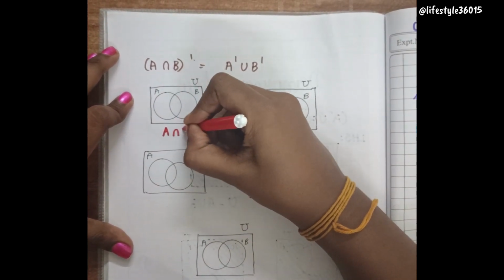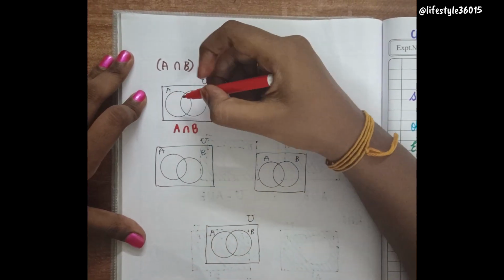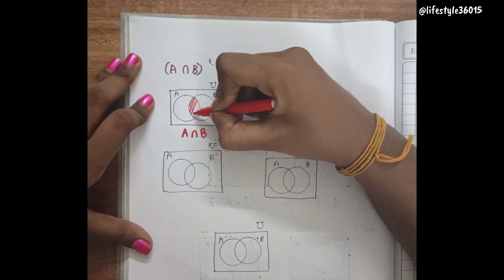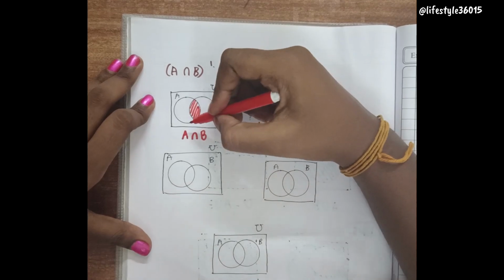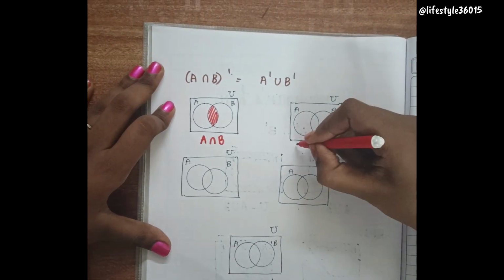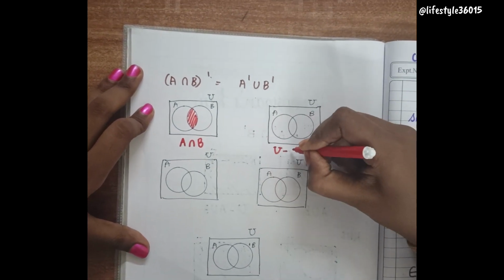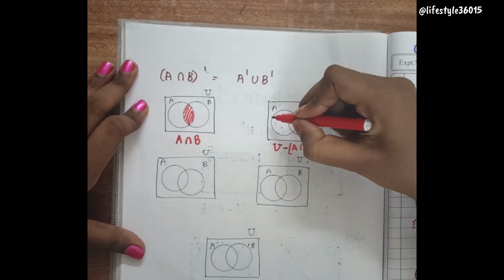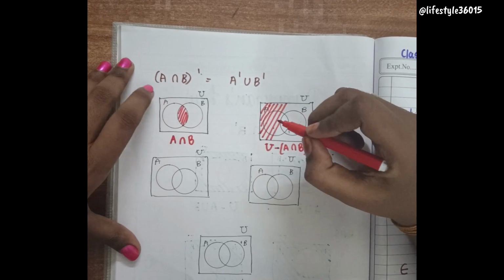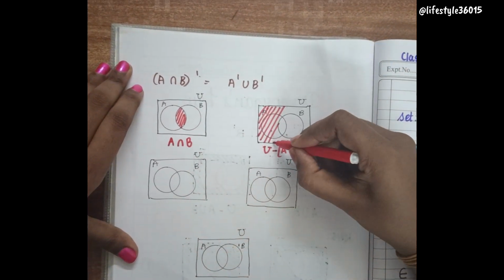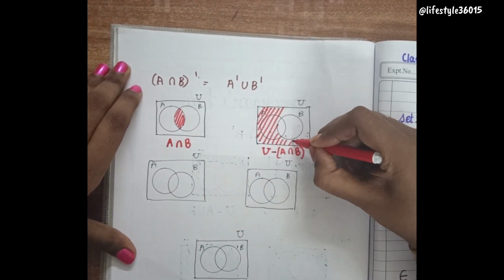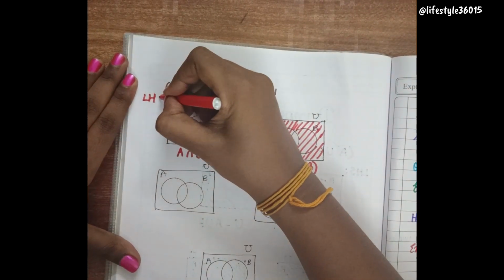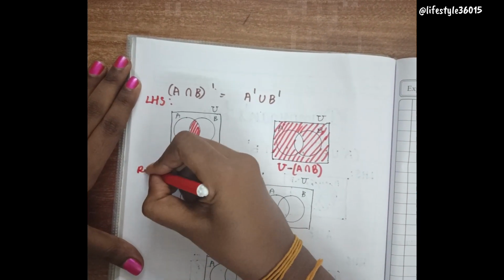First, let's do A intersection B, the whole dash. Firstly, we should do A intersection B. I have already told you the common region. So this is the common region for both A and B. So this is A intersection B. Now we are going to subtract this with the universal set. The region except this part is A intersection B, the whole dash. LHS.